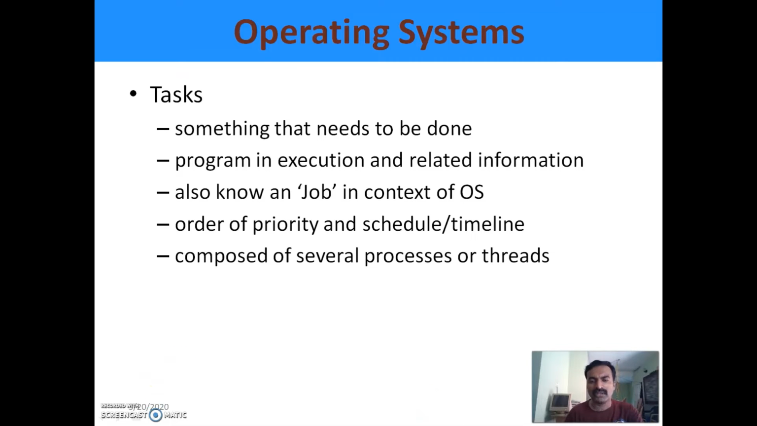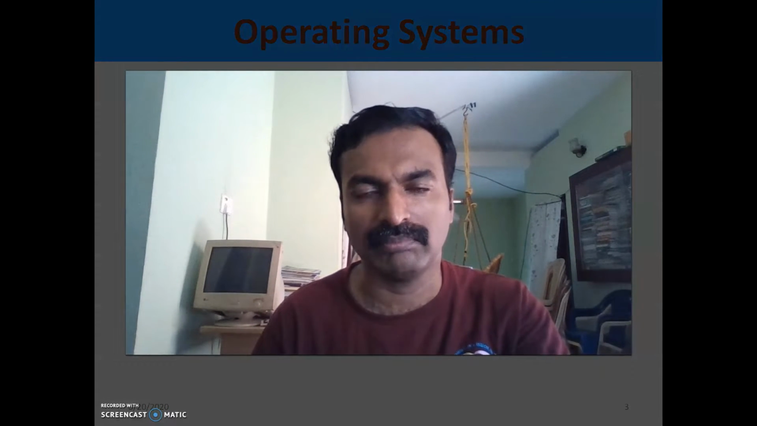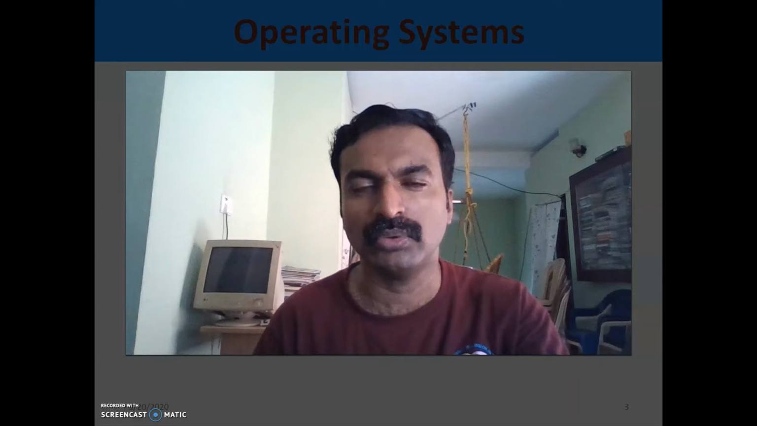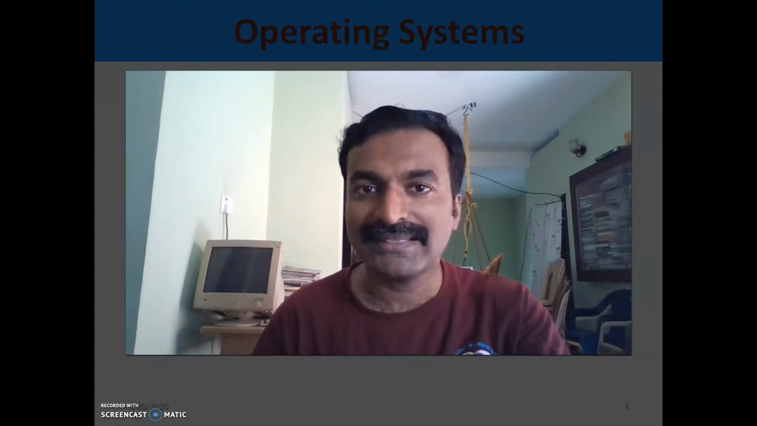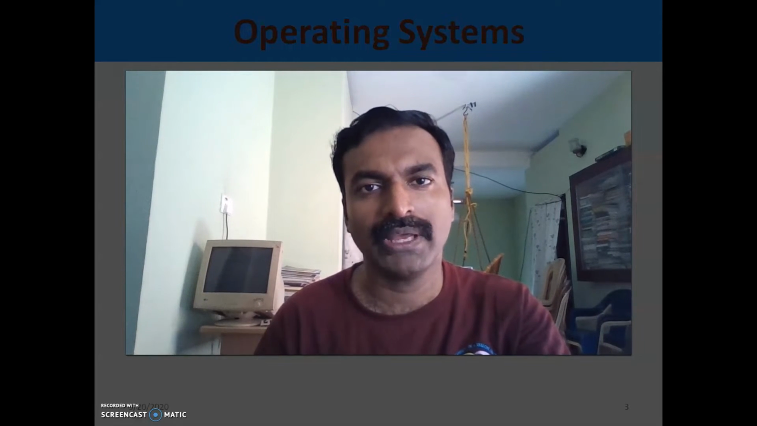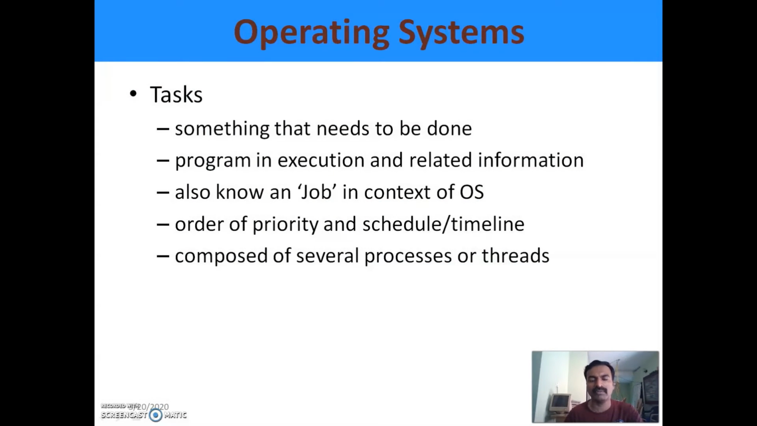Now, two things are very important with respect to a task. One is the priority, because there will be different tasks which have to be executed, and each task will be assigned a priority. The second is the schedule. You have to decide the time at which it is to be executed. And a task is composed of several processes and threads. We will see these two terms in the coming slides.